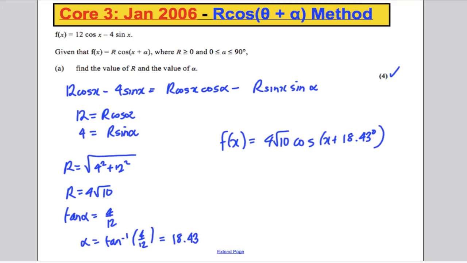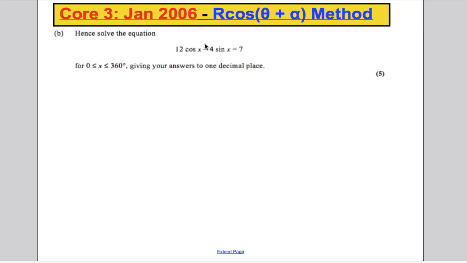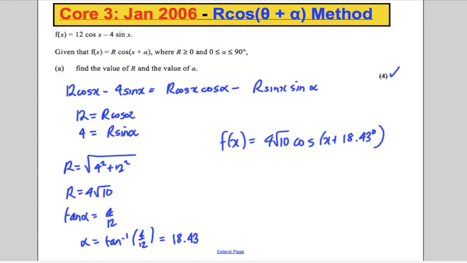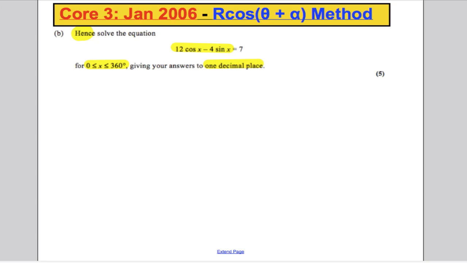Okay, let's keep going. Next part. It says, hence solve this equation here. Now, you should notice the hence is the key word, using the part previously. We're solving that expression is equal to 7 between 0 and 360. Answers to 1 dp. I've got a simpler expression for 12 cos x minus 4 sin x, and it's of the following form: 4 root 10 cos(x + 18.43). So this is equivalent to solving the equation 4 root 10 cos(x + 18.43) is equal to 7.